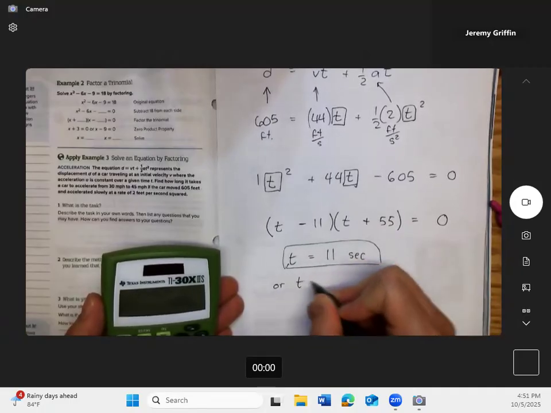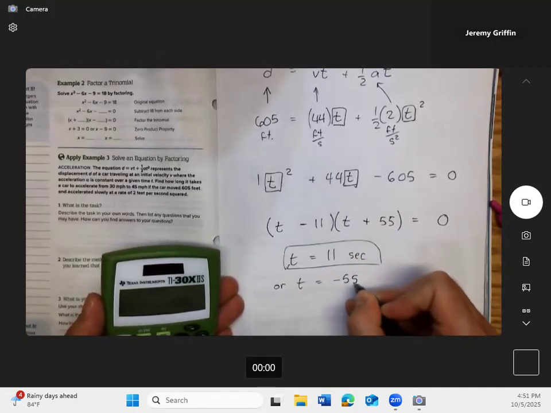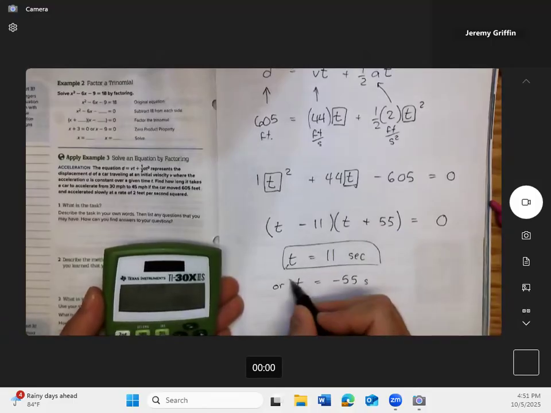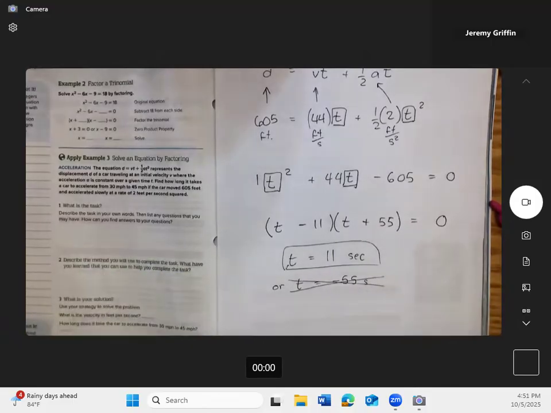Or t equals negative 55 seconds, which, well, the car didn't get there in the past, so that one doesn't make any physical sense, so we're going to cross that one out. Right, so there you go. Okay. Oh, there was one last connection I wanted to make.